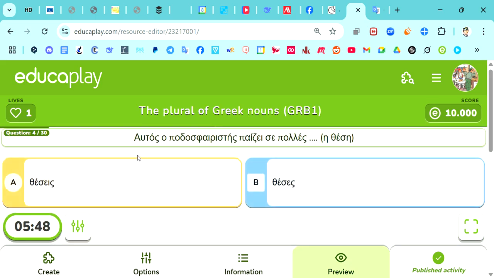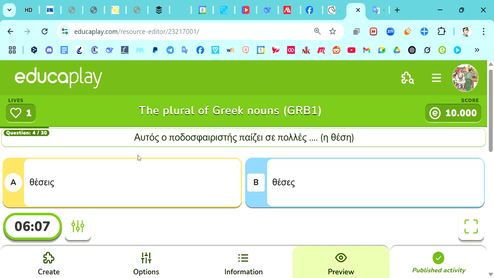Here is another one. Αυτός ο ποδοσφαιριστής παίζει σε πολλές... Now we're going to break the rule we talked about just a minute ago. So the ending here will be -ες.